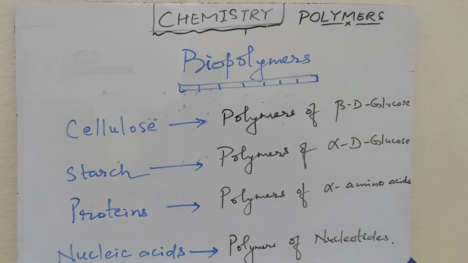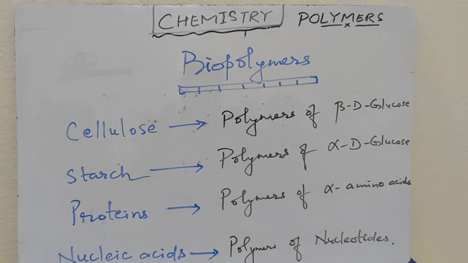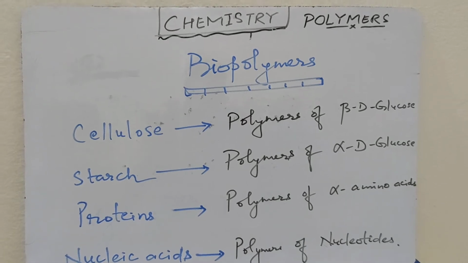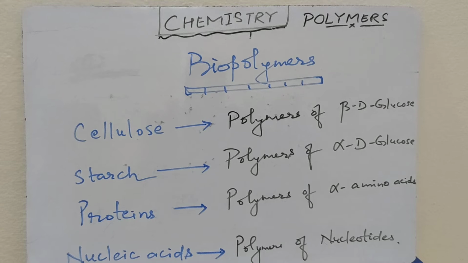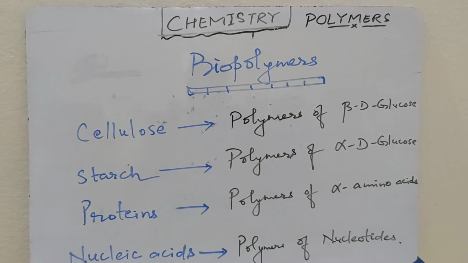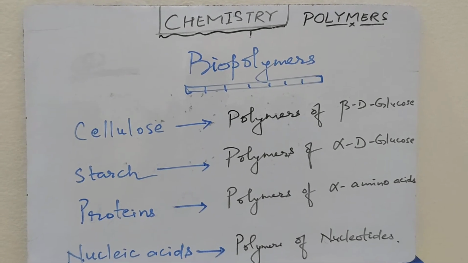Starch. It is the polymer of alpha-D-glucose and it is a branched polymer. Starch consists of 2 components, amylose and amylopectin. Whereas amylose is linear, amylopectin is branched.